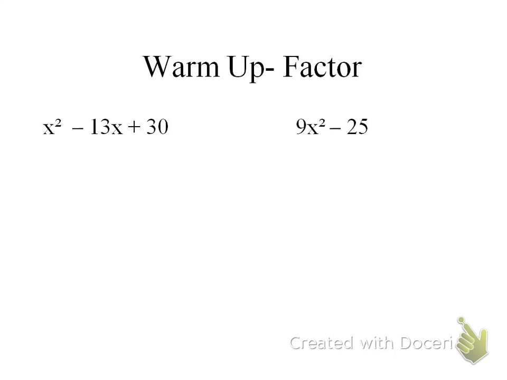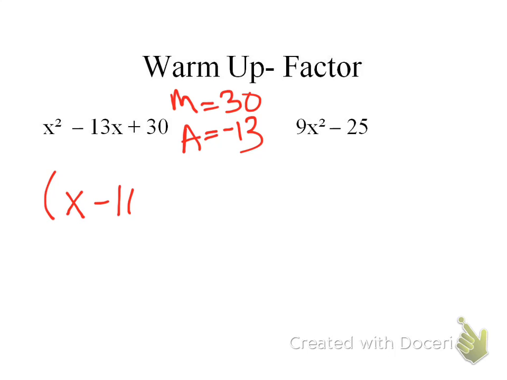So does anyone know how to do the first warm-up? We are going to factor here. Multiply-add method. Good. So multiply to 30 and adds to negative 13. Anyone know the combination? Yes. Negative 10 and negative 3. So we do x minus 10, x minus 3.